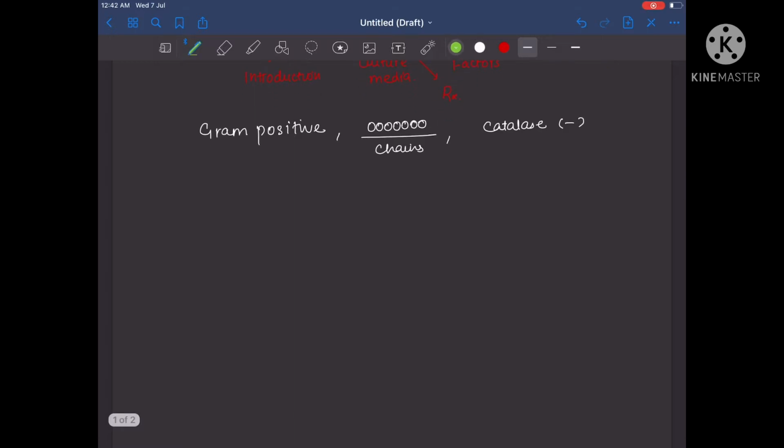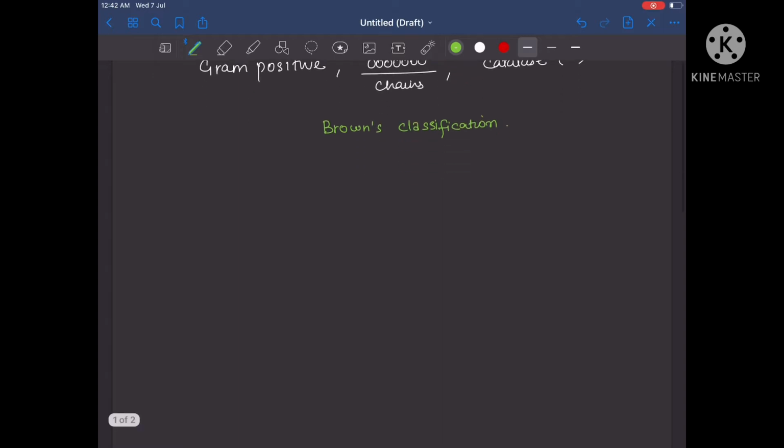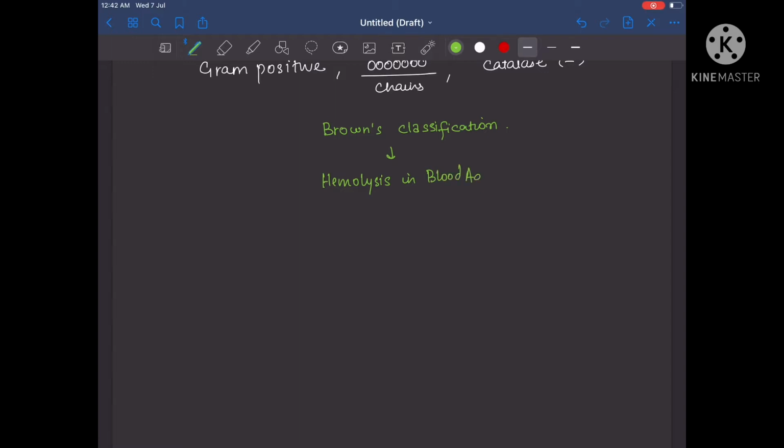And we classify these Streptococcus on the basis of Brown's classification. The Brown's classification is based on the hemolysis that the bacteria does in blood agar. So, on the basis of the hemolysis that the bacteria does on blood agar, we classify the Streptococcus in 3 basic categories. The first one being alpha hemolysis, the second being beta hemolysis, and the third being gamma hemolysis.